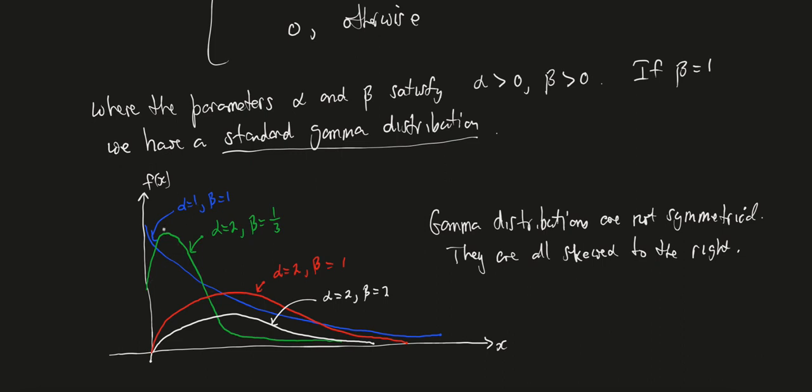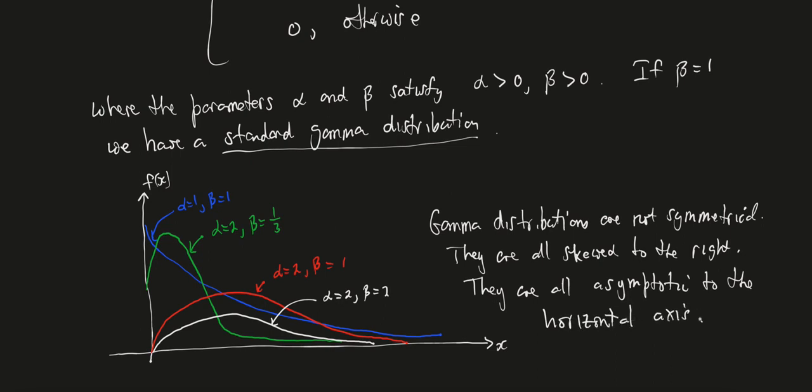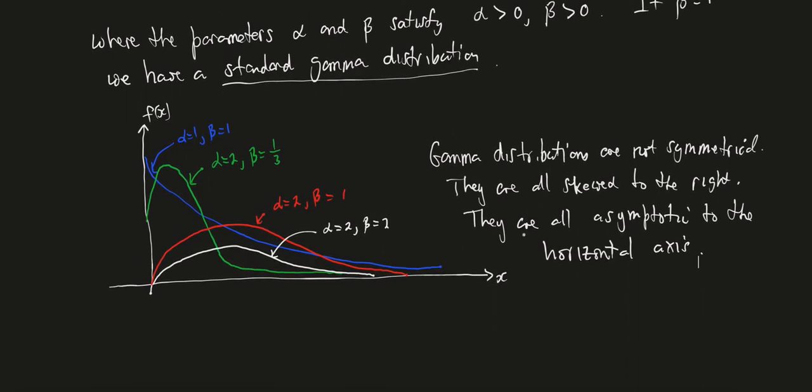So again, they always peak early. Some of them start out and then they decrease. Eventually, they always decrease, and they're always asymptotic to the x-axis, right? So they are all asymptotic to the horizontal axis. All right. So those are just a couple things.